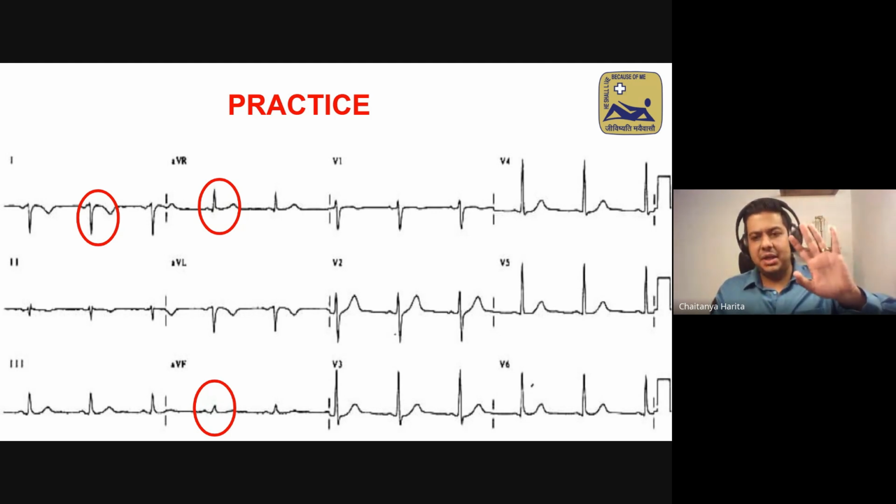Chaitanya sir said right axis deviation occurs in dextrocardia and cor pulmonale. So therefore, is this an abnormal ECG that needs referral? No. This is just a technical error where the AVR and 1 have been interchanged.